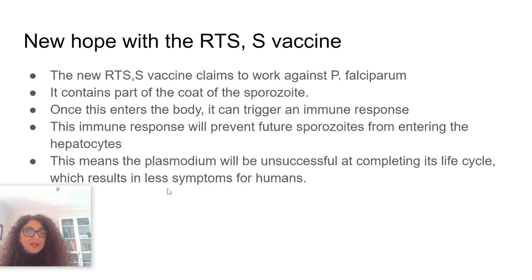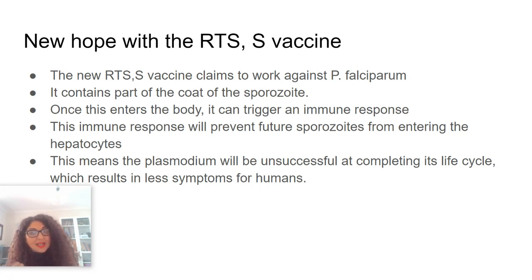However, there is a new vaccine called the RTSS, and some of you might ask, what does RTSS stand for? It actually stands for a series of codes for proteins within the Plasmodium. So we're not going to go through those because it's above the level that you are required to know at this stage. But this RTSS vaccine was actually produced by GlaxoSmithKline, which is a pharmaceutical company, and it works against Plasmodium falciparum. Now, what this one does is it actually contains parts of the coat of the sporozoites. And so because it only contains parts of the coat, it's not going to infect the human.